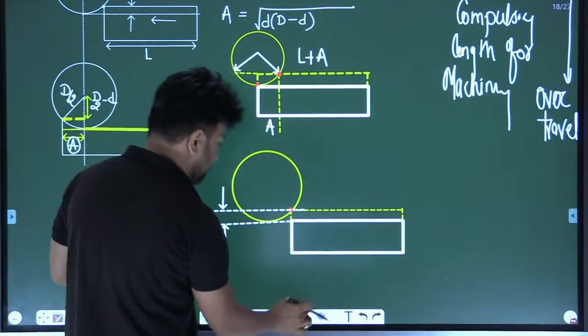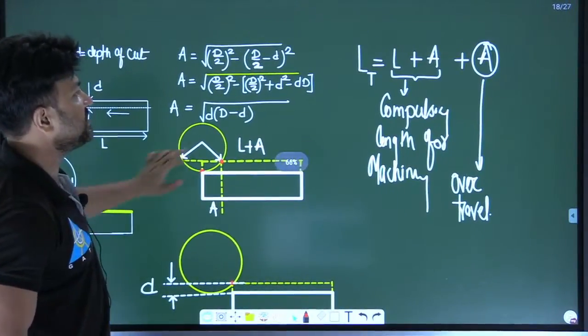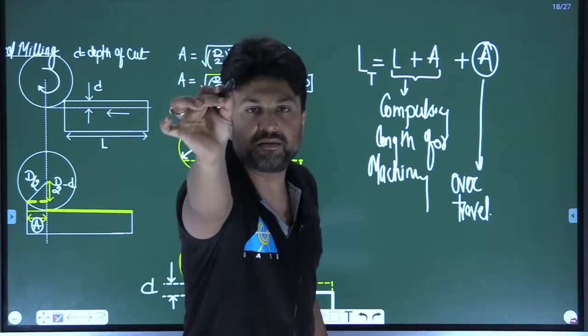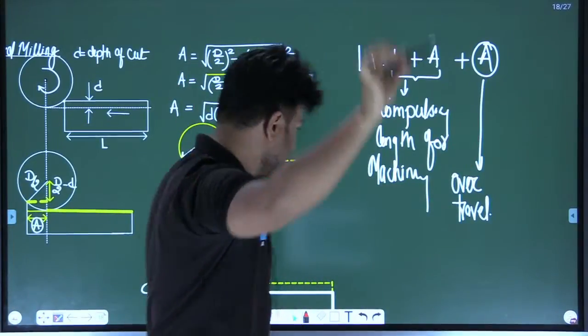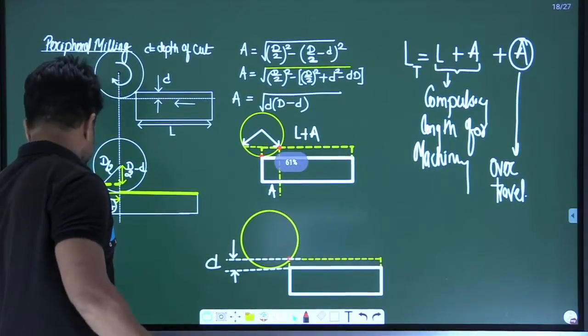So here the total length becomes L plus A plus A. Am I clear? Now here the twist comes, my dear.